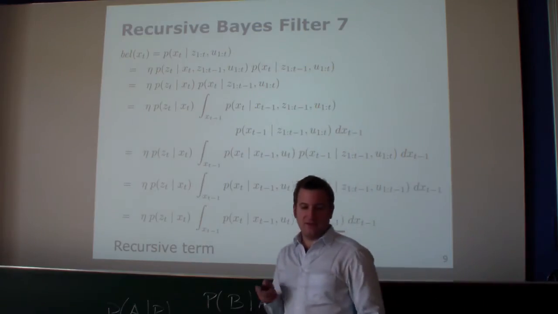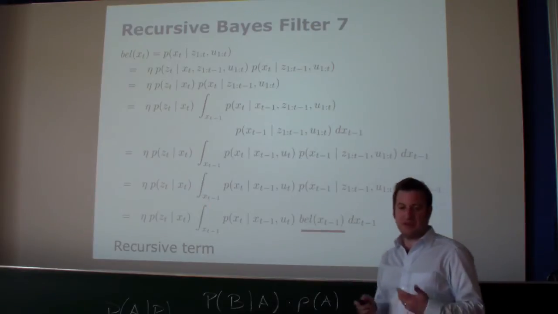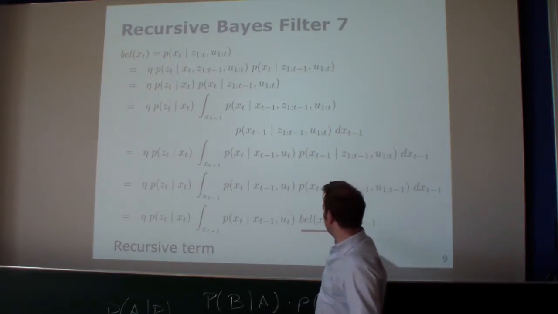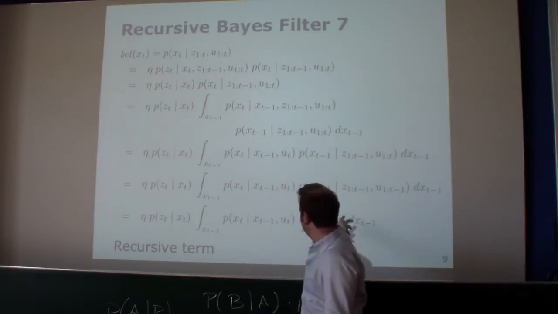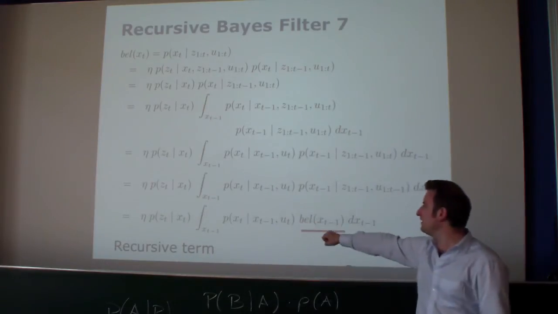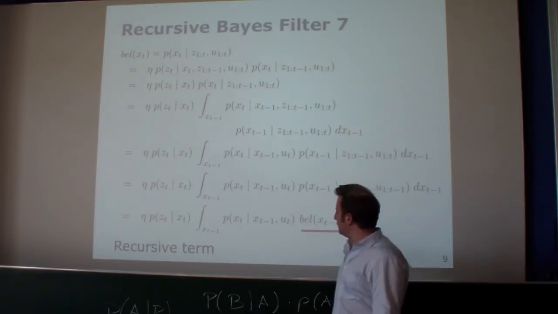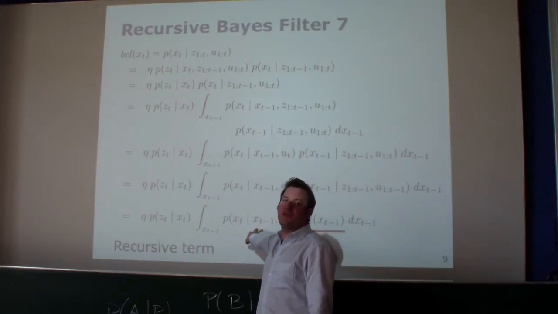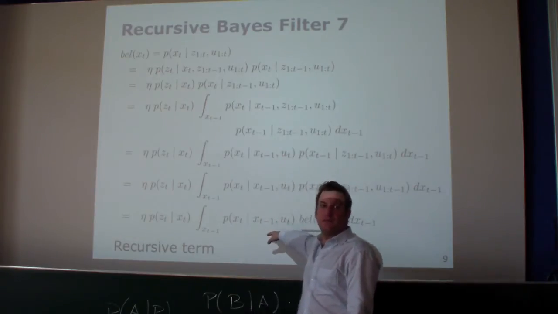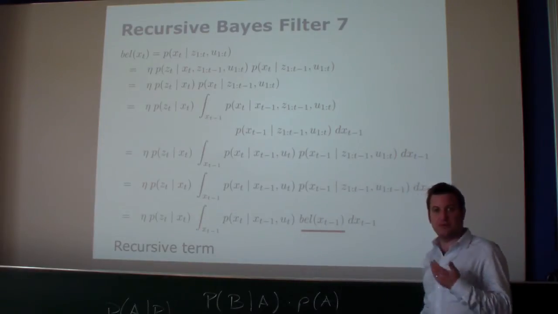We can actually take this term over here and split it up into two parts. The first one is this part over here, and this is the second part. The first part says, given I know the state of the system, or given the belief at x_{t-1}, how does the system evolve? So it can predict where the system will be at the next point in time. That's what this part of the equation does, and therefore it's also called the prediction step.